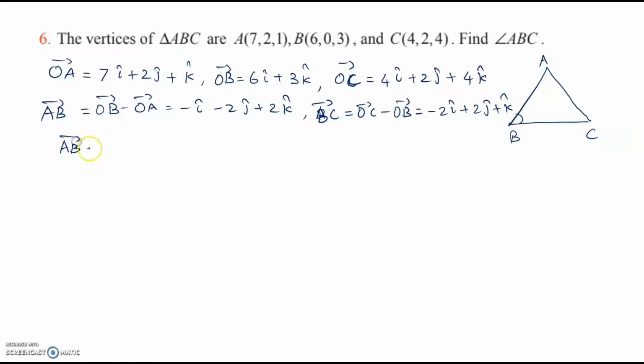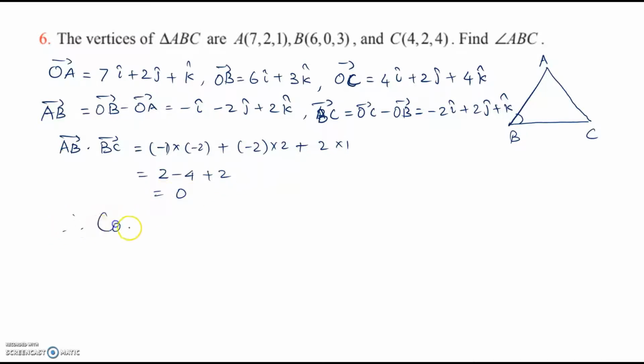So, what is AB dot product with BC? AB dot BC will be minus 1 into minus 2, plus minus 2 into 2, plus 2 into 1. So that's equal to 2 minus 4 plus 2, which is equal to 0.